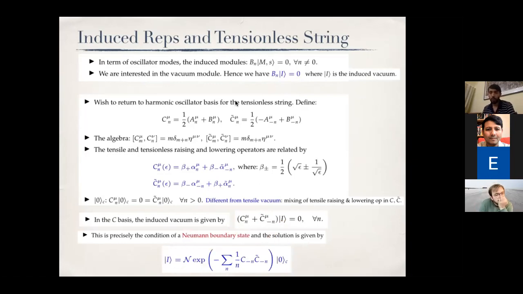Okay. So what have we done? We have said that there is an induced representation of the BMS. And when we are looking at it in terms of the oscillators A and B that we define, this becomes Bn acting on the state equal to 0 for all n. If we are interested in the vacuum module, this is what I'll be calling the induced vacuum. So all of the Bn's acting on this are going to be equal to 0. So that's point one. Point number two is I am redefining my A's and B's so as to form a harmonic oscillator basis. And in this basis, my induced vacuum is going to be a Neumann boundary state. Okay. These are the two important pieces of information that I want you to remember.